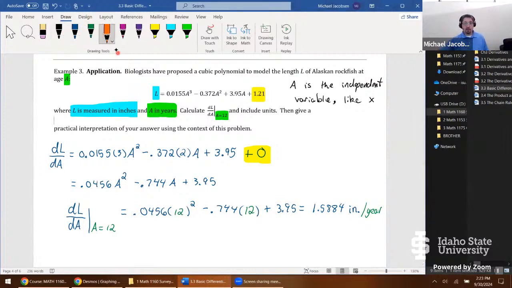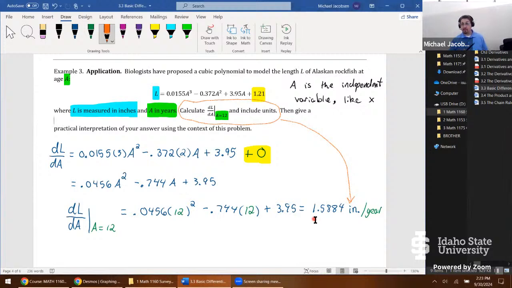So we did this part of the problem. We calculated the derivative. We included the units. Next thing is to give a practical interpretation using the context. But any questions at all, folks, getting to that big step there? Okay, I'd say that's a pretty big step to get to that part of this problem.